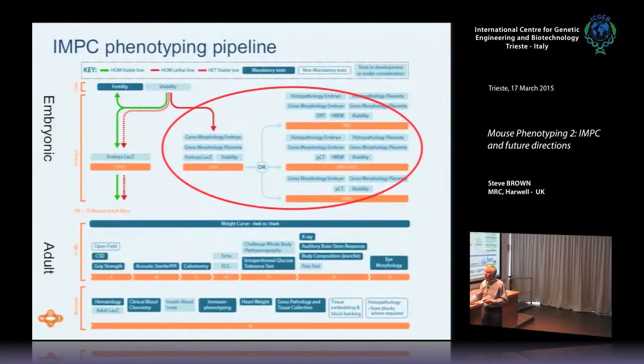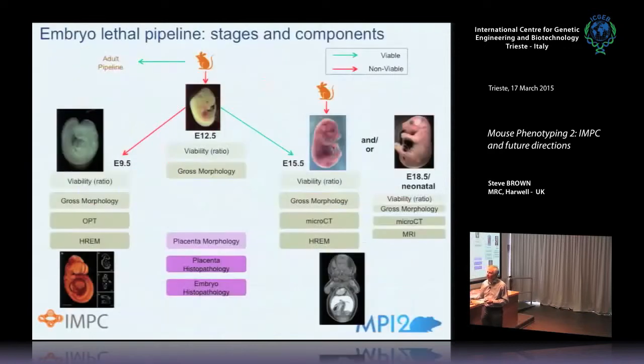Just focusing on that particular area of the IMPC phenotyping pipeline. This summarizes what generally is happening at most of the mouse clinics in analyzing mice that are embryonic lethal, that is, that they don't survive to go into the adult pipeline, and they then go into this embryonic lethal pipeline. And first of all, most of the embryos are looked at E12.5. We look to see if they're viable at that age, and we look at their gross morphology.